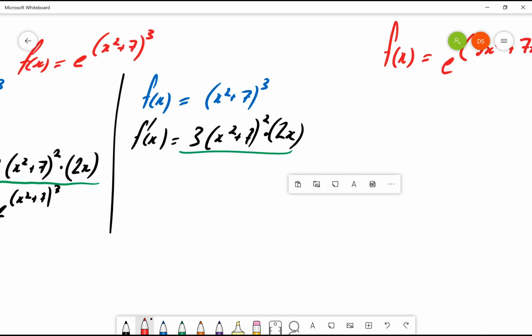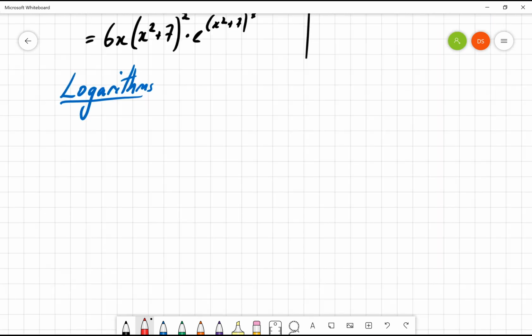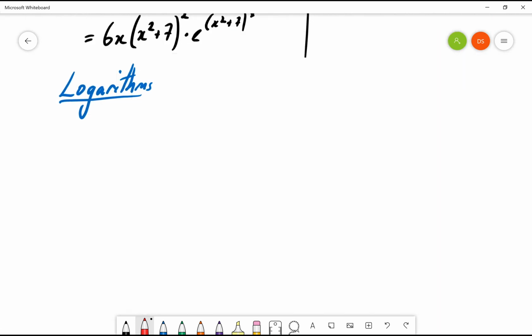So I'm going to come back to that question. Hopefully you've written it down in that time. If not, just holler and I'll go back there. But logarithms.